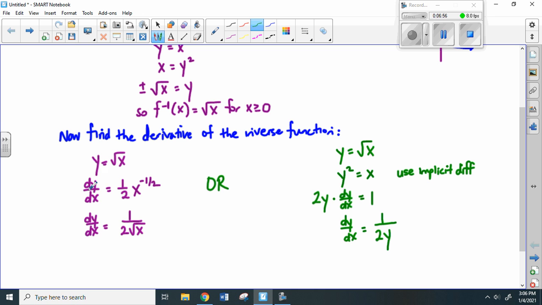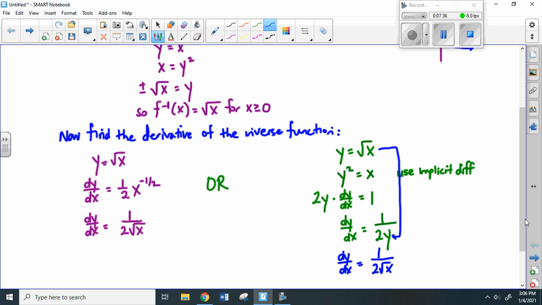Now that doesn't look exactly like the answer I got before, right? 1 over 2 square root of x, but doesn't y equal the square root of x? So then I can use substitution and replace y with the square root of x, and they do in fact equal the same thing. And right now, I know that process seems kind of silly to do it that way, but eventually you're going to need that process. So I'm just kind of practicing.